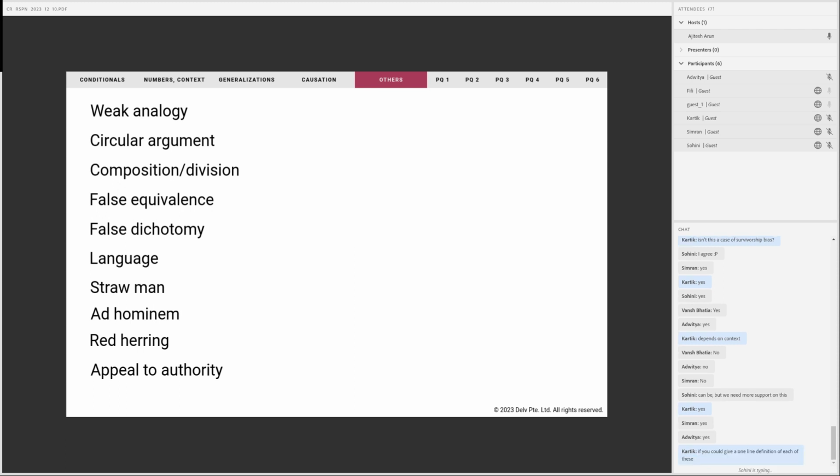Karthik, a one-line definition of each of these. Okay, so you mean from false equivalence onwards, right?